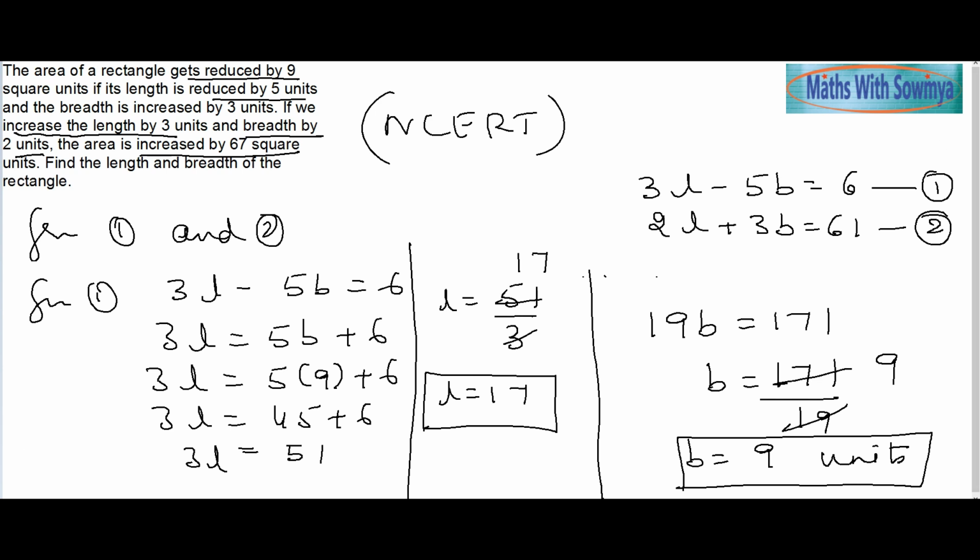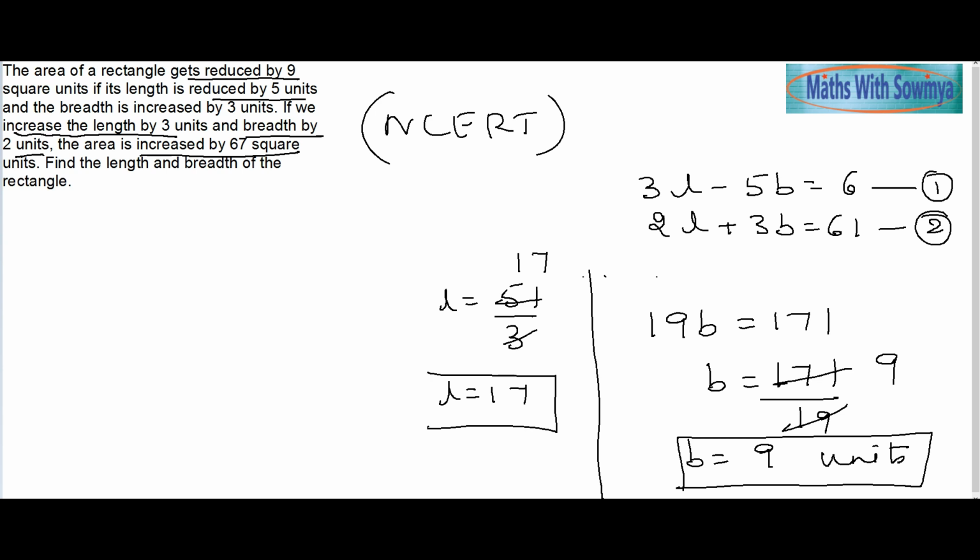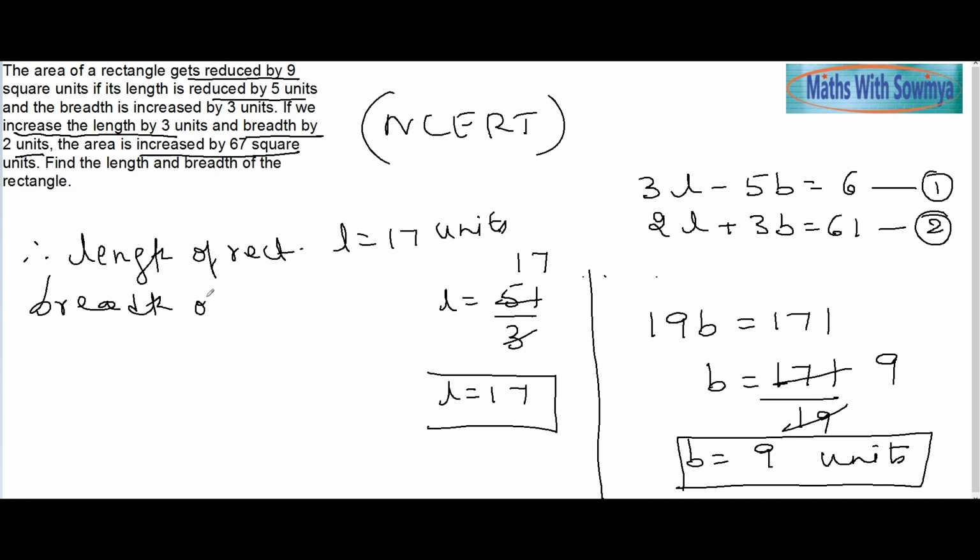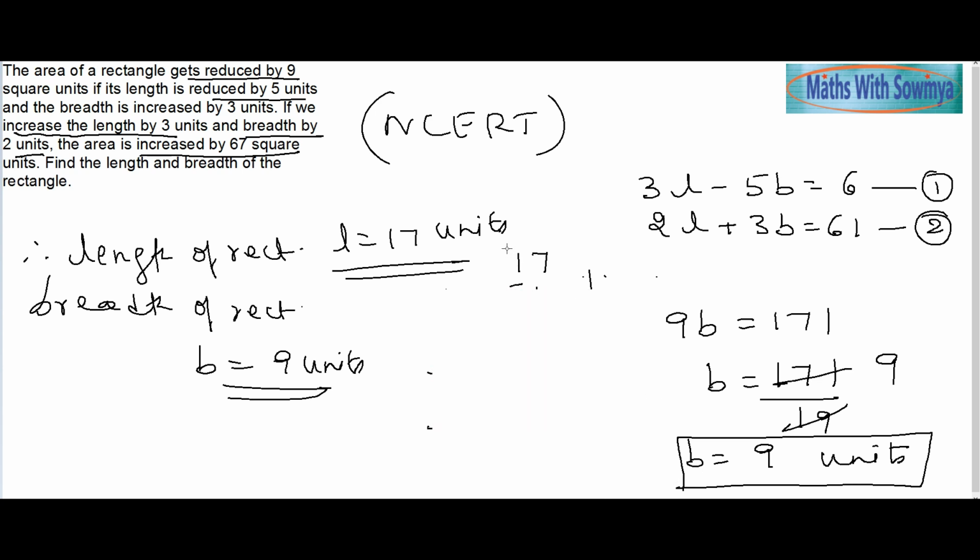So finally, we can write the answer for the length and breadth of the rectangle. Therefore, length of rectangle L is equal to 17 units and breadth of rectangle B is equal to 9 units. So you found both the answers in a very easy way. This could be one of the important sums. Now let's go to the next sum.